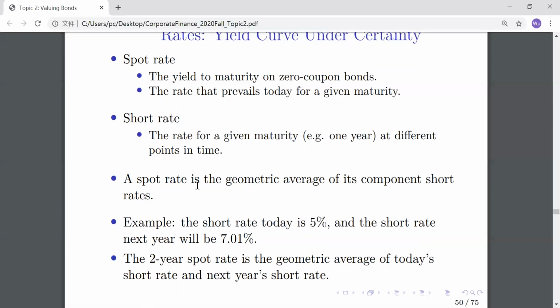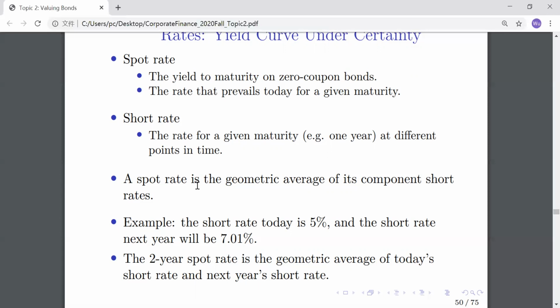You can think about the short rate as the realized future interest rate for a given maturity in the future. For example, the future interest rate for a 1 year zero is going to be 5%. And then for example, for a 1 year zero after 5 years, it's going to be 8%. This 8% is going to be the short rate. So it's the realized interest rate in the future.